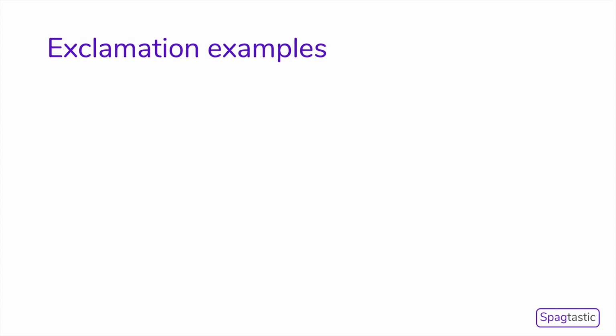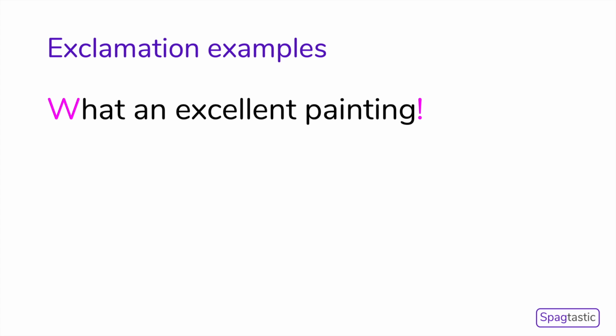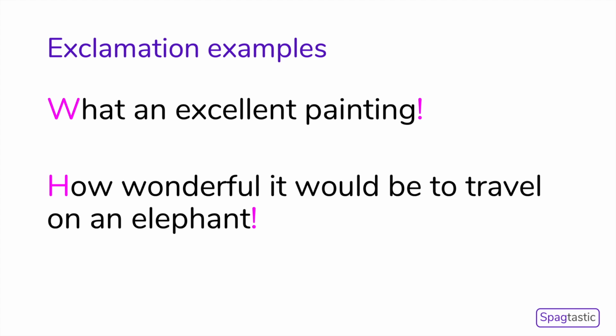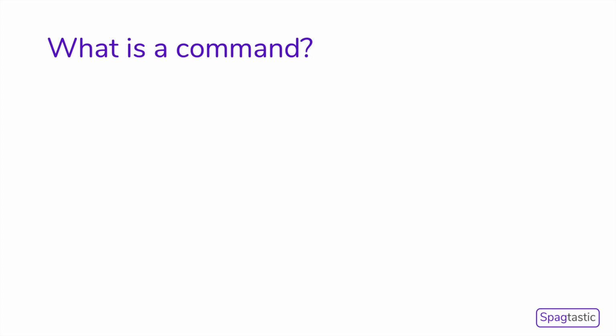Let's look at some examples. What an excellent painting and how wonderful it would be to travel on an elephant are both exclamations as they express strong feelings. You will see that both of these sentences begin with a capital letter and they end with an exclamation mark. The final sentence type that we are going to learn about is the command.